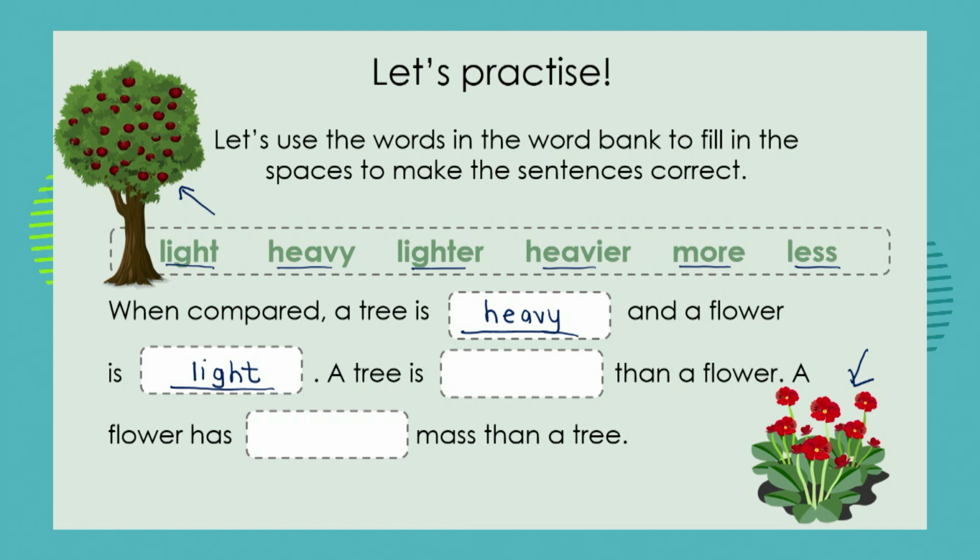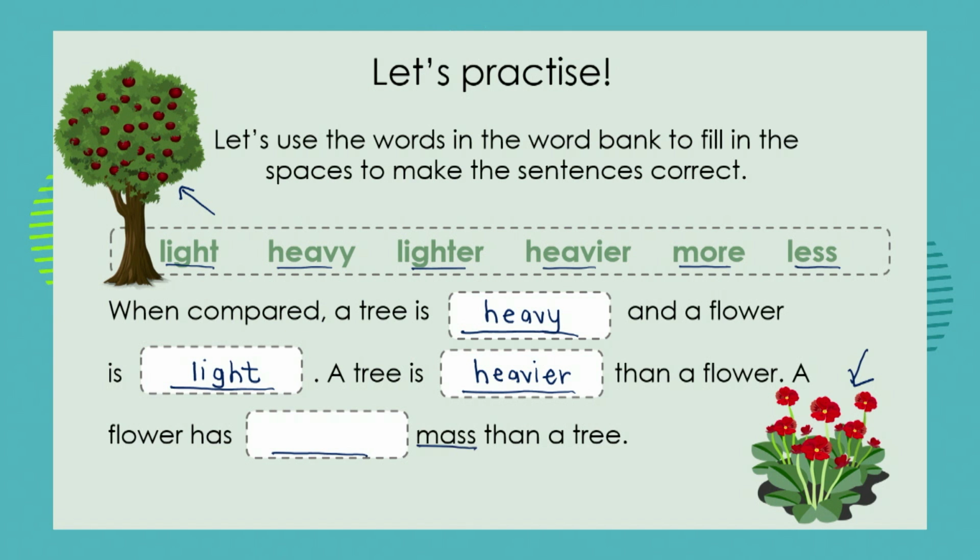Let's read the next sentence together. A tree is, missing word, than a flower. So is a tree heavier or lighter than a flower? Can you guess? Well done. A tree is heavier than a flower. And our last sentence, a flower has, missing word, mass than a tree.